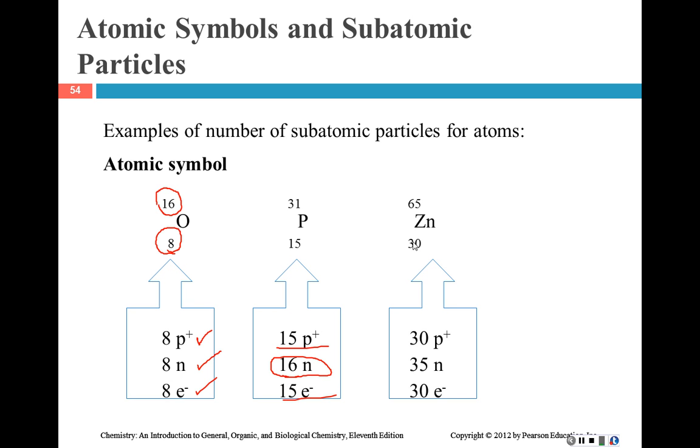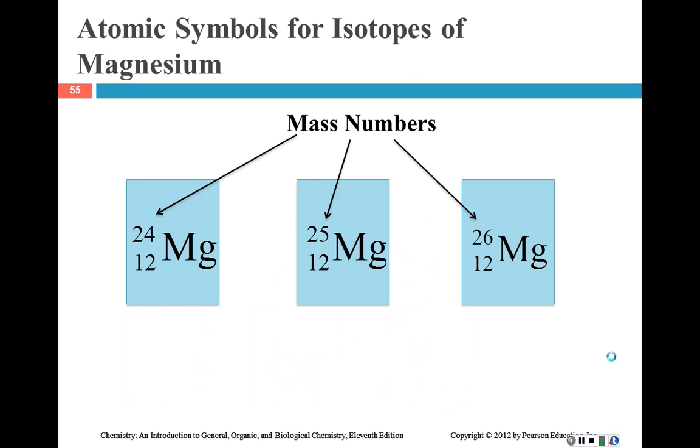In zinc-65, I have 30 protons. Where's that coming from? The atomic number. 30 electrons, and then to find the number of neutrons, it's the mass minus the atomic number. 65 minus 30 is 35. So that's how I get these numbers. And when I write them, I write the mass number on top and the atomic number on the bottom.